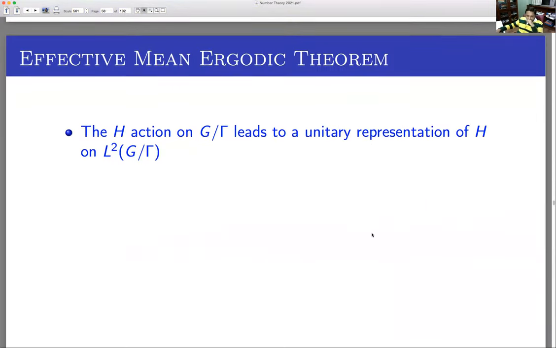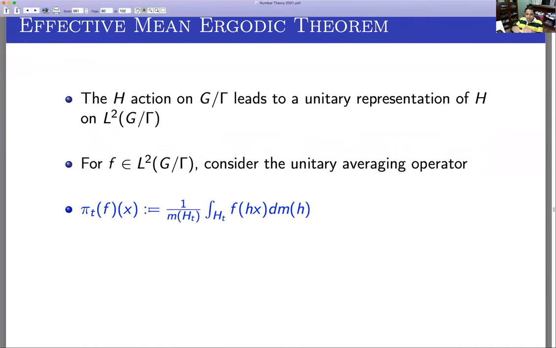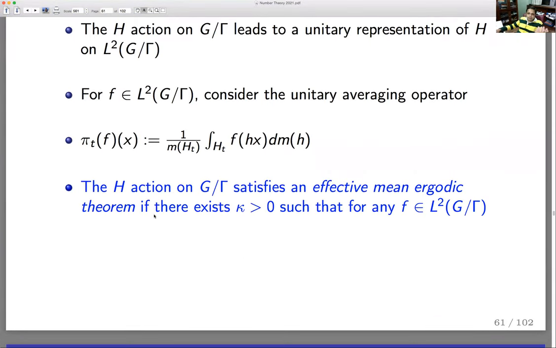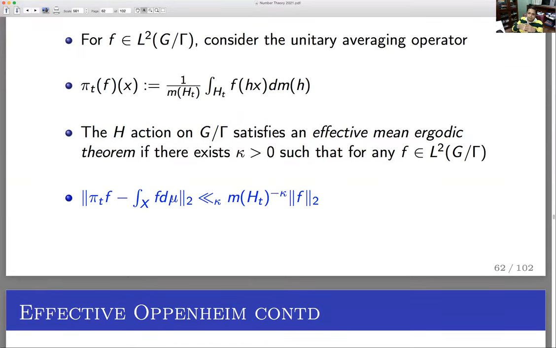All right, so basically, I just wanted to say that the main tool here is an ergodic theorem, which comes out of this H action on G mod gamma. One looks at these kinds of averages over bigger and bigger balls in the group. And then there is an ergodic theorem which says that these averages converge to the integral of the function over G mod gamma. Not only do they converge, but they converge at a certain explicit rate. This rate comes out of the harmonic analysis of H. And the beauty of it is that it can be computed. Sometimes it's not very easy to compute, but it can be computed.